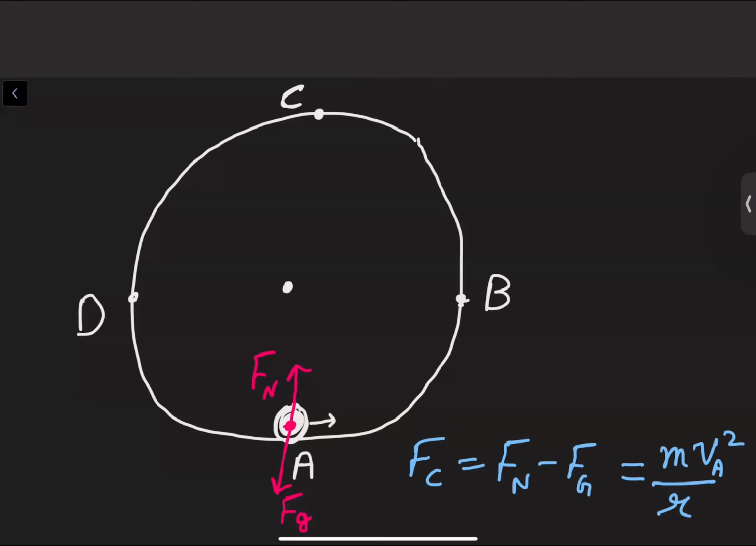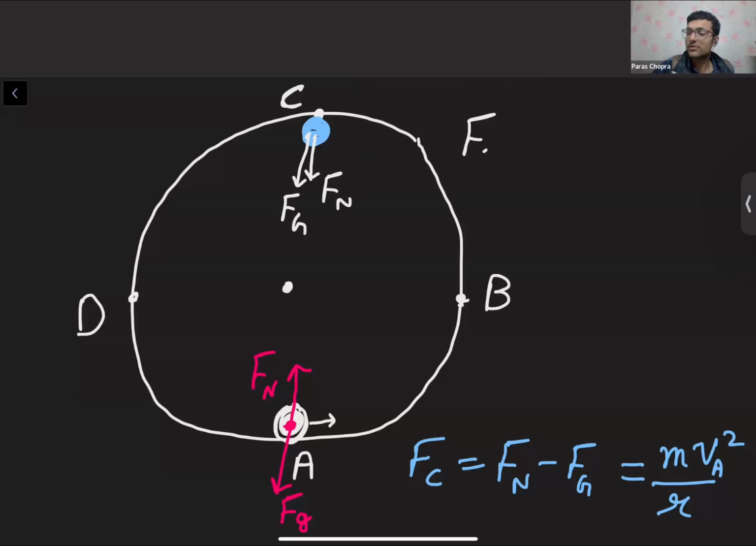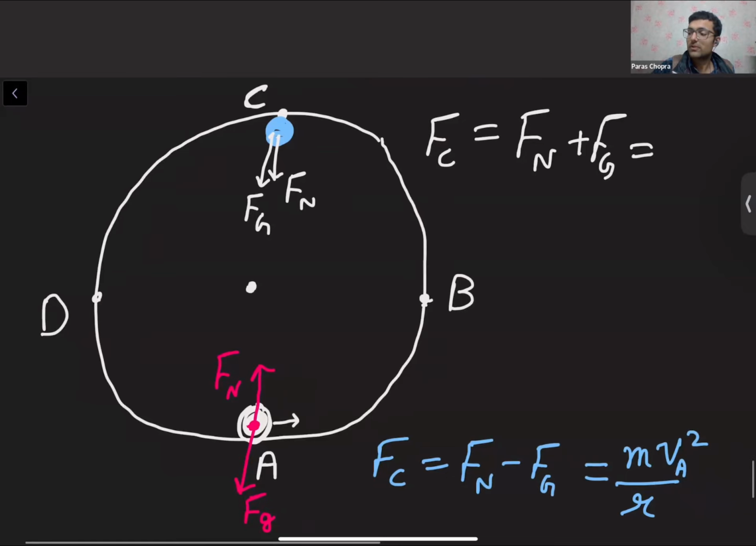Now let's come to point B. Let's come to point C first. So at point C, if the ball is like this, both the normal force and the gravitational force are acting downwards. So at point C, the centripetal force will be Fn plus Fg. So this will be equal to m vc square upon r.